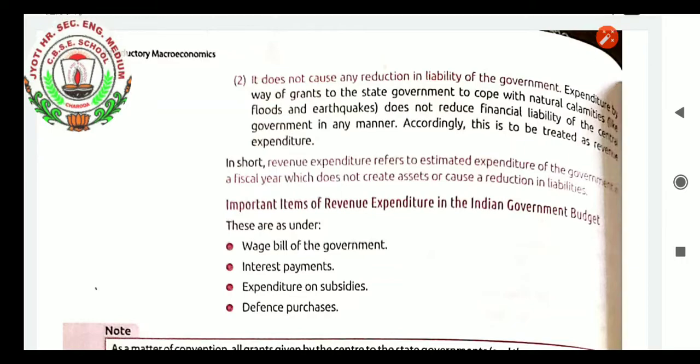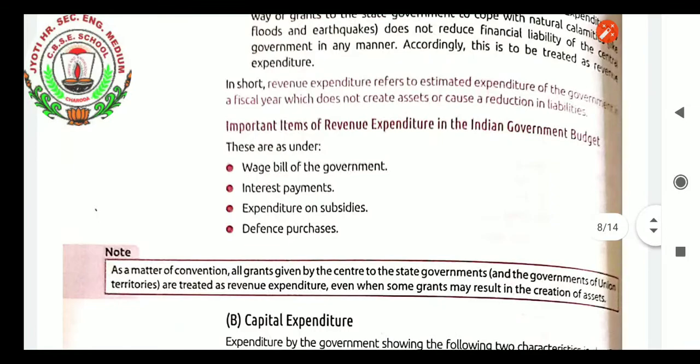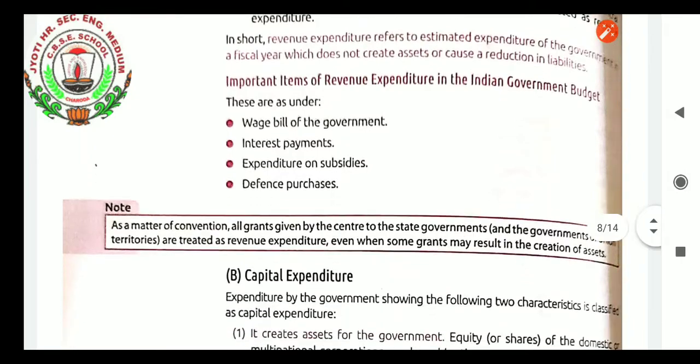Important items of revenue expenditure in the Indian government budget are as under: wage bill of the government, interest payment, expenditure on subsidies, defense purchases, likewise. These items will be considered as revenue expenditure. As a matter of convention, all grants by the center to the state government and the government of union territories are treated as revenue expenditure, even when some grants may result in the creation of assets.